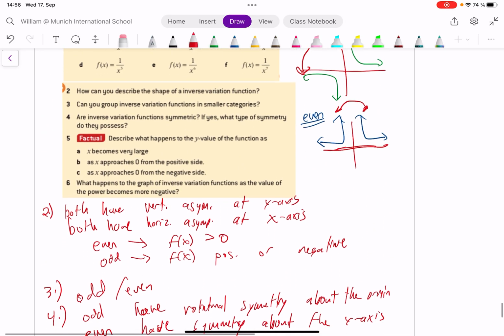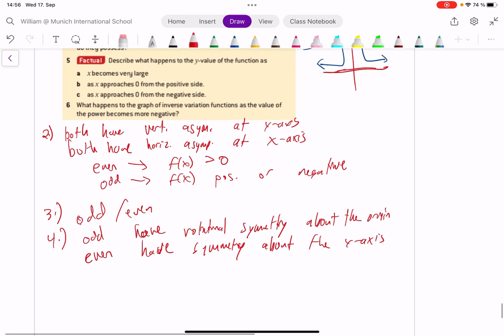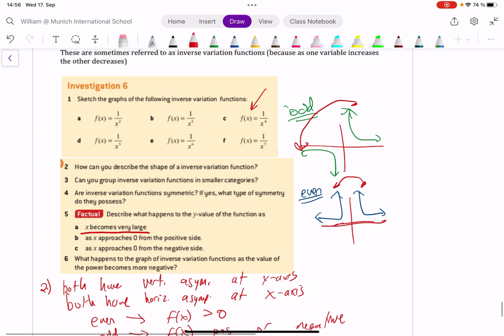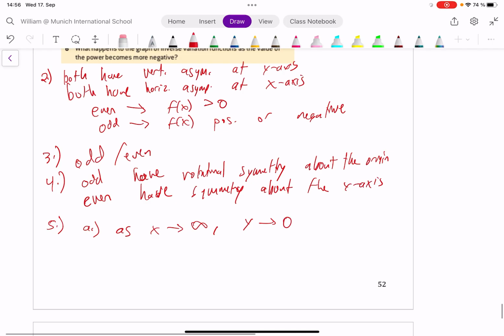Okay. And so then for 5, it says describe what happens to y values as the functions become very large. Right, so what happens to y? So as x approaches infinity is how we could write this. What happens to y? For a, as x becomes very, very large, so as x approaches infinity, both of these functions, so that's kind of over here and over here, both of them approach 0. Right, so y approaches 0.